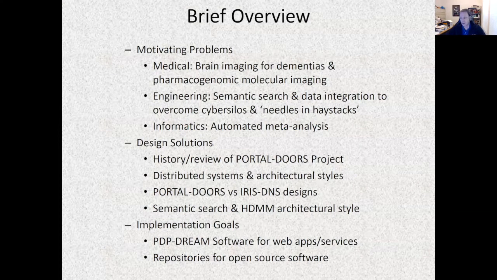discuss what some of the motivating problems have been from our perspective, which is oriented towards medical applications in brain imaging, but also try to address the architectural design solutions and then the concrete implementation goals with actual software.